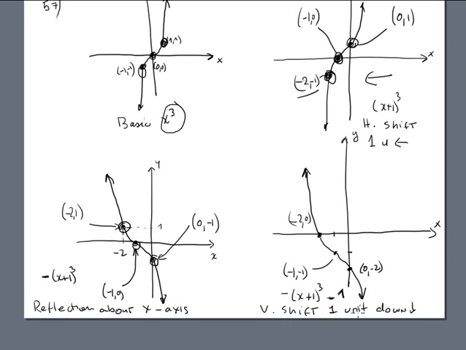Vertical shift 1 unit down. Okay, any point is decreasing the second component by 1. So now 1 minus 1 is 0. This point is transformed to this. This point is negative 1, 0, transformed to negative 1, negative 1, decreasing 0 minus 1. And this point is 0, negative 2 minus 1, 0, negative 2. Final answer.